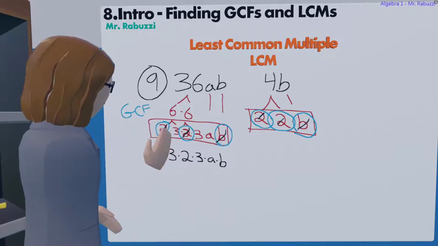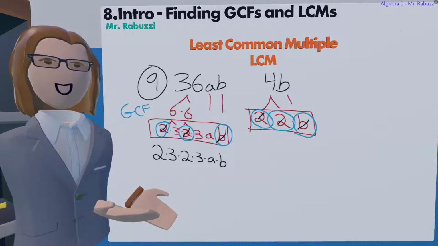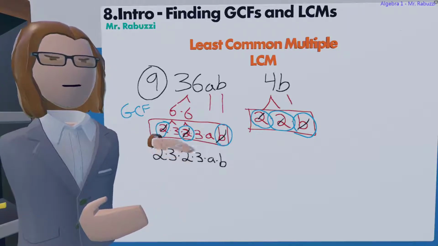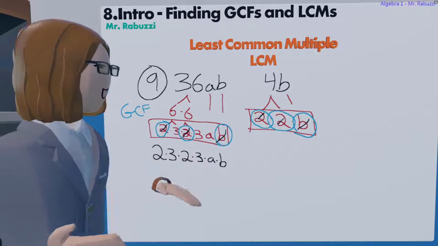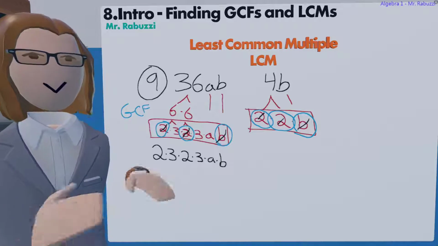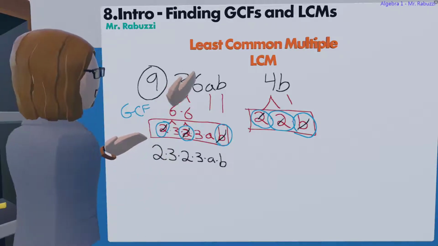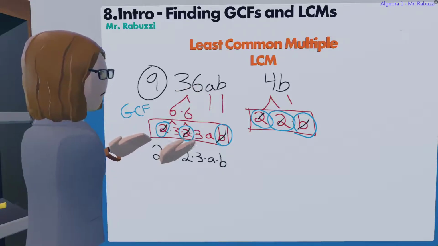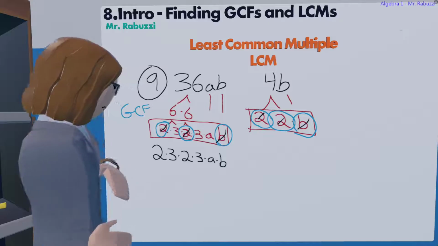You might be thinking, oh look, a 3 and a 3, why didn't we match them? We only match between the groups. So this group has to match that group to get circled. Otherwise, they are not common factors. They're just factors of the same number, right? These are all from 36. We need to see if they match the 4B, but they didn't this time.